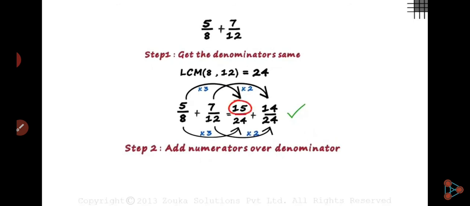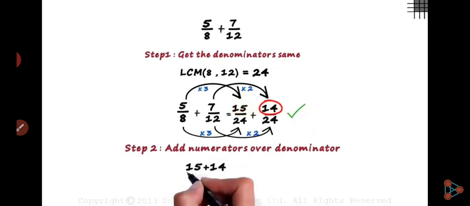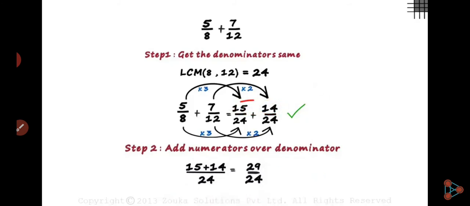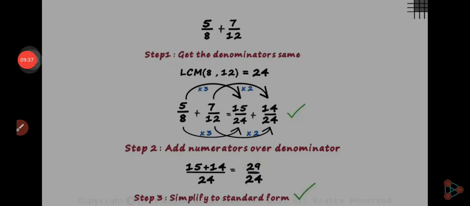Okay, you have to write the denominator one time and add the numerators. Okay, understand? So your answer is 29 by 24. Understand? Okay, simplify the fraction. If there are some common factors, then divide by them and simplify. Understand?